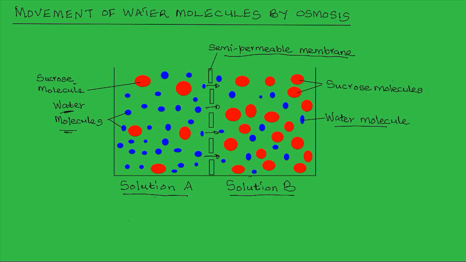Now, if you look at solution A, there are fewer number of sucrose molecules. The sucrose molecules are the solids. So solution A can be said to have low solute concentration.